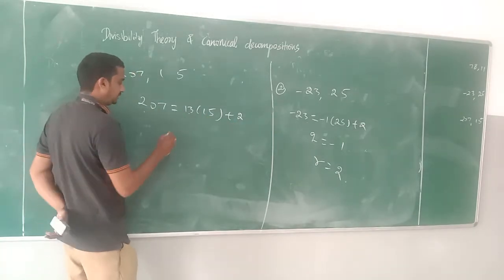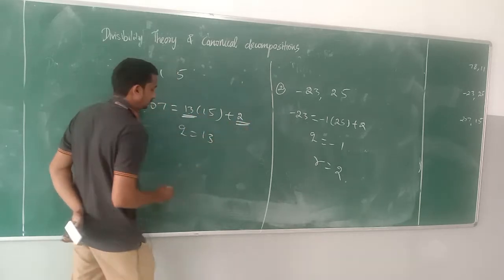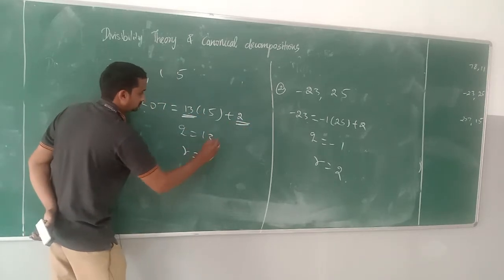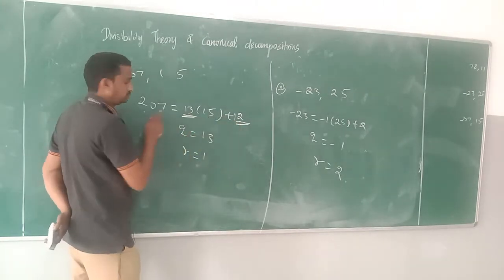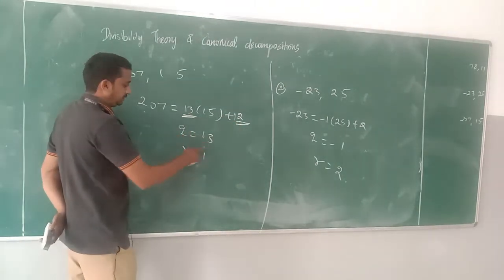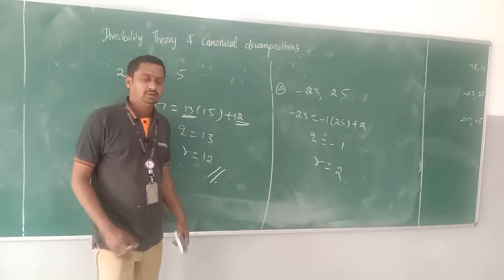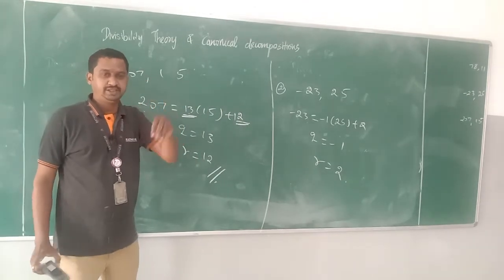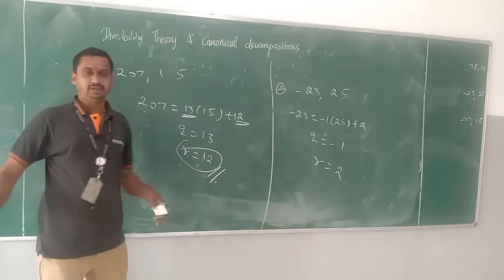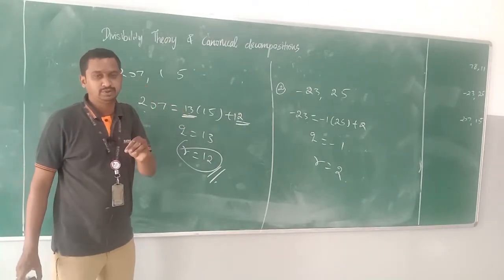Now the above term you can write as: what is the quotient? Q equal to, this is the quotient, this is the remainder. So Q equal to 13, R equal to 12. 13 into 15 is 195, plus 12 is 207. So Q equal to 13, remainder R equal to 12. Now after finding the quotient and remainder for all the problems, first you check the remainder value. The remainder value has no negative numbers, only positive numbers.